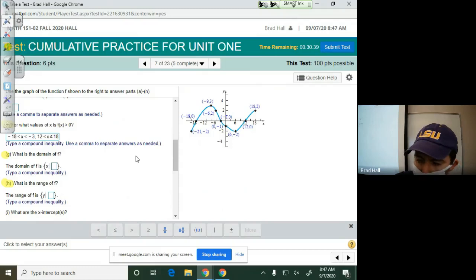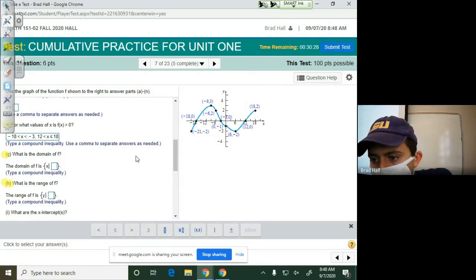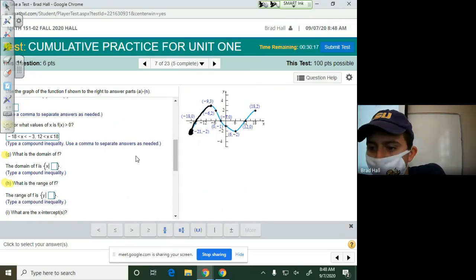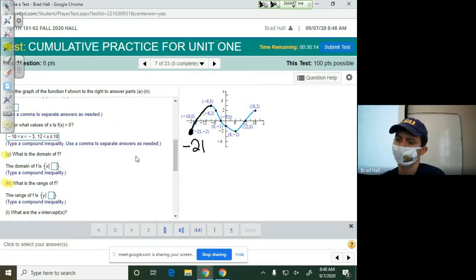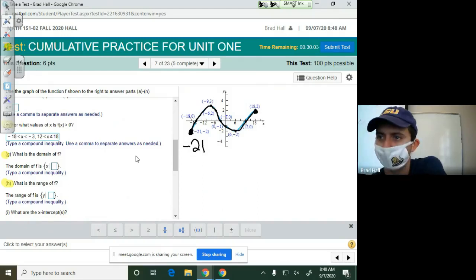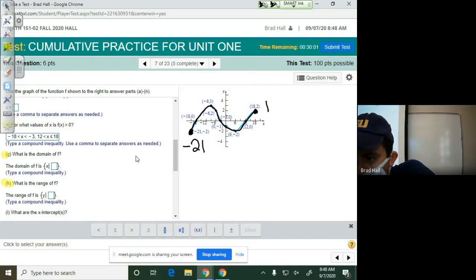So we'll just look at the domain as well, because the range is very similar. The domain is furthest to the left versus furthest to the right, and it uses the x values. On this graph, the furthest to the left that we can go is right here. What is the x value of that? It's negative 21. All right, we go back to the graph and go the furthest to the right that we can go. What's the x value of that? It's 18.